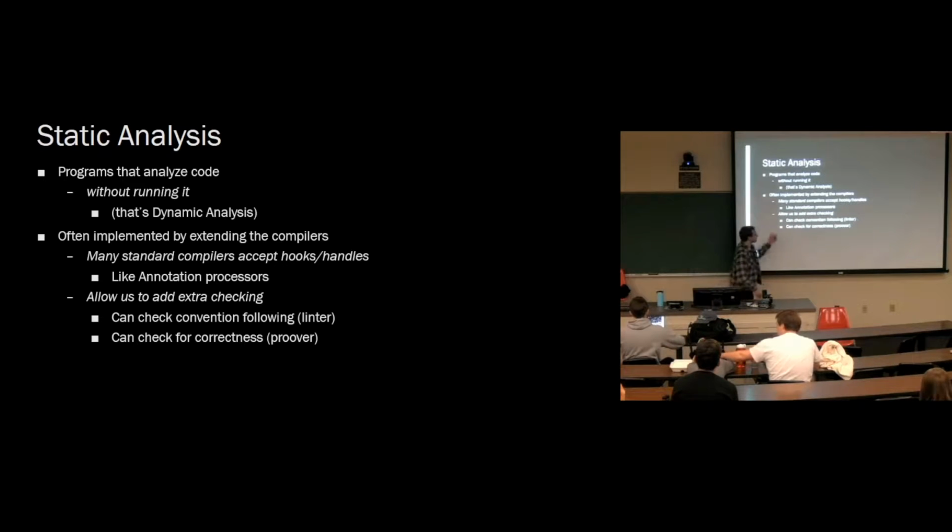Some of the extra checking you can do is check convention. That's a linter. Who's heard of linters? A linter is just a module that you can add to a project, and it'll check your code conventions for you and throw errors if you don't follow them. That's a static analyzer. We can also check for correctness. That would be a program prover, or there are different variations of that.